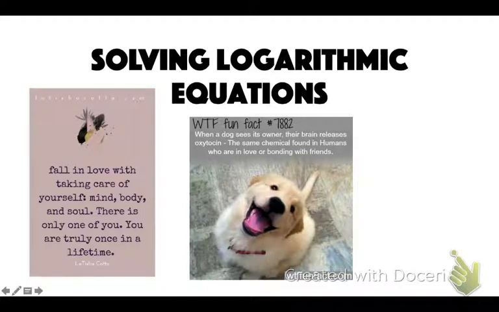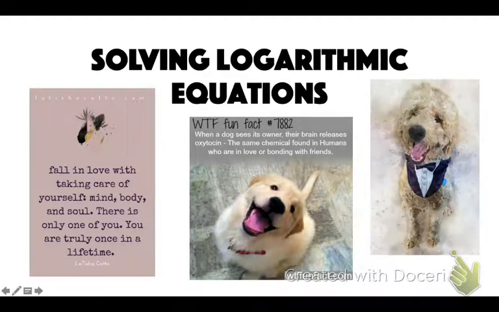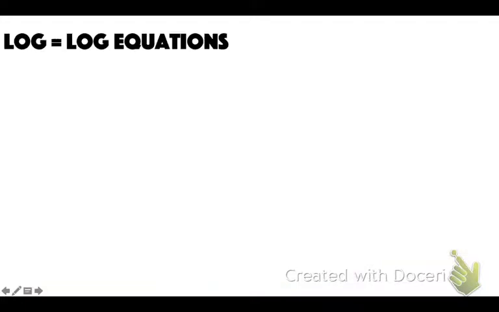All right. Fun fact, when a dog sees its owner, their brain releases oxytocin, the same chemical found in humans who are in love or bonding with friends. Isn't that the cutest thing ever? Oh, and this is just a cute picture I had drawn of my baby, Aldebaran. He's the cutest. Every time I come home and see Aldebaran, he's like, I'm in love with you. That's so cute. Okay, anyways, that makes me want to go home and see my dog.